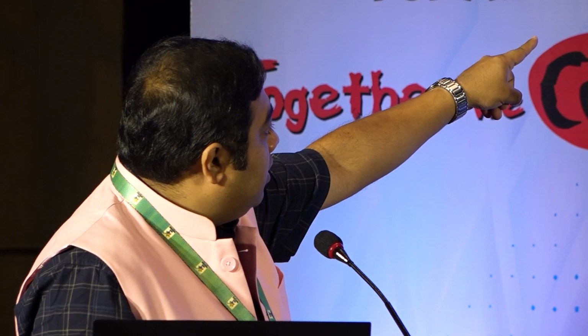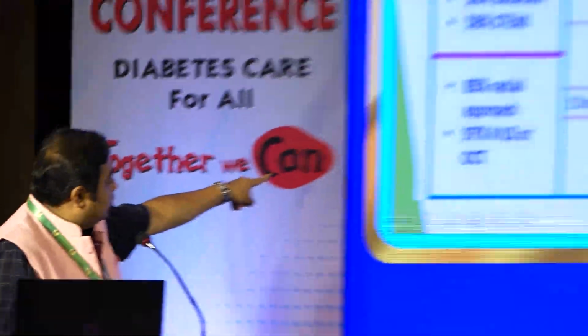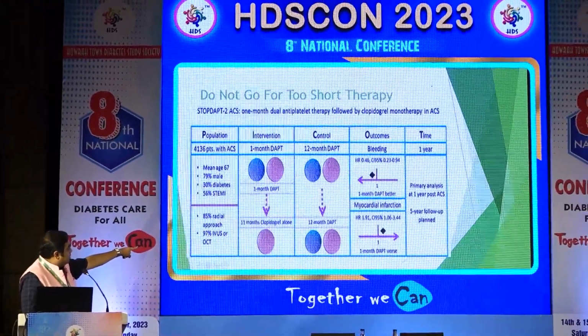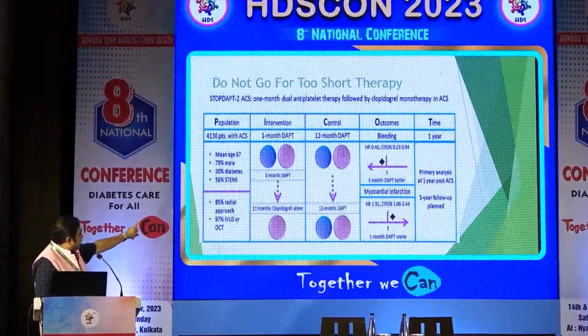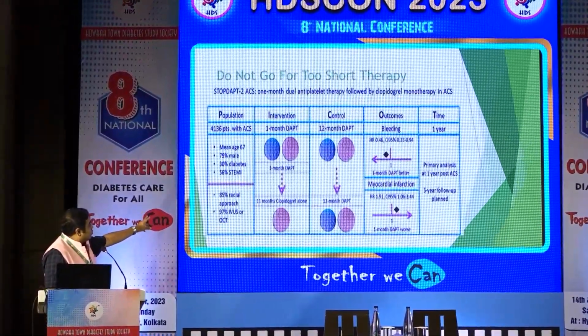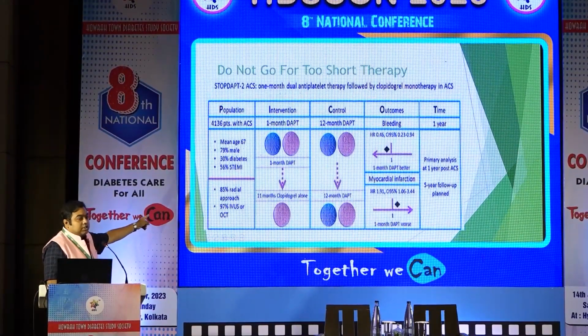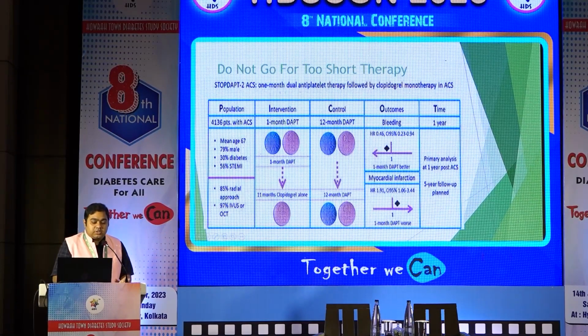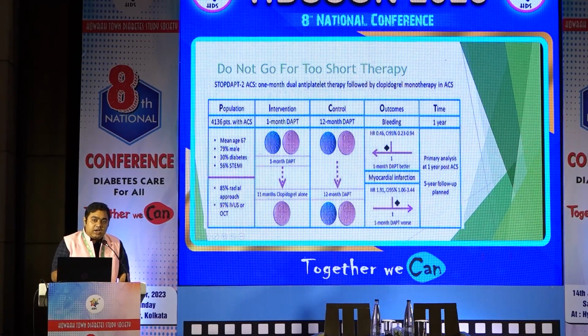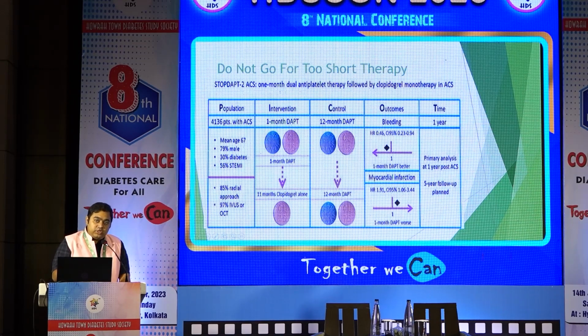But another trial, STOPDAPT-2 ACS, tells us not to go for too short a therapy. They compared 1 month of DAPT with aspirin and clopidogrel followed by 11 months of clopidogrel, against a control group of 12 months of DAPT with both drugs. They saw that the bleeding risk is to some extent less with the single drug clopidogrel, but the chance of MI increased with single use of clopidogrel. So perhaps it is not better to go for single antiplatelet therapy with clopidogrel, but with ticagrelor after 3 months, there are some benefits.